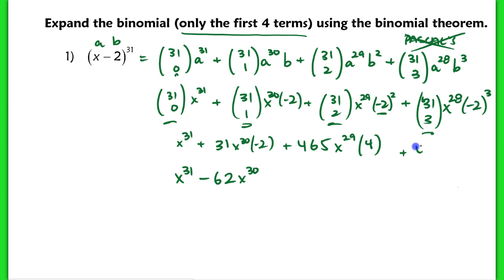So 4,495 x to the 28th times that -8. I'm going to stop here for that simplifying, but basically from here it's pretty easy. It's very similar then to Pascal's with how we finish that problem off.